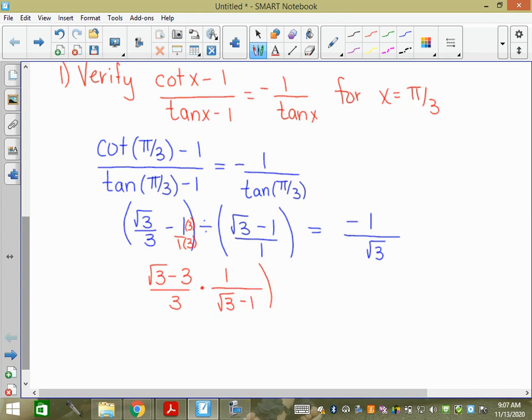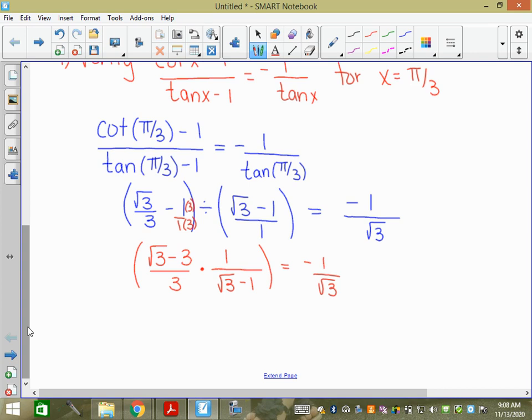I'm not sure why I put that in brackets. Negative 1 over root 3. This is looking cray-cray. That's what this is looking like.